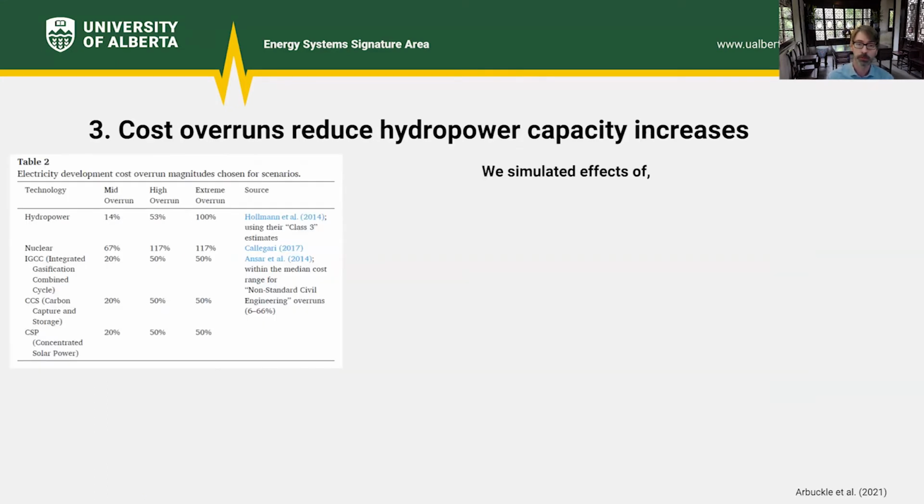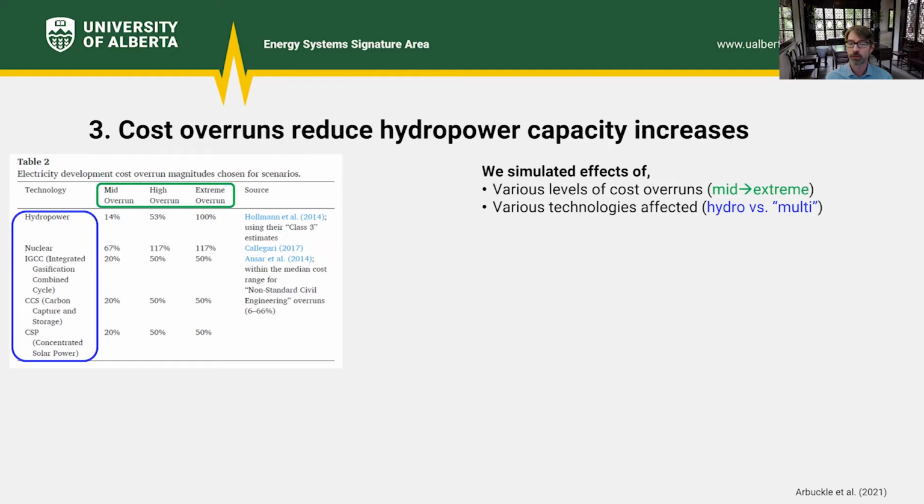Our second question was, what happens if we include cost overruns? And it does what you would expect. So if we include cost overruns, they do reduce hydropower capacity increases. And so here is the sort of experimental approach we took in this table on the left-hand side. We simulated effects of various levels of cost overruns, from sort of moderate increases in costs all the way up to extreme increases in costs, 100% more expensive.